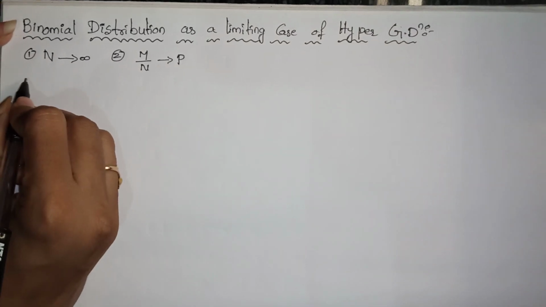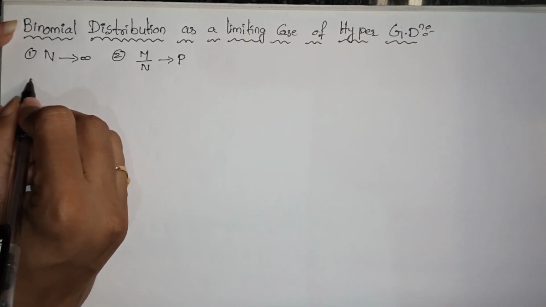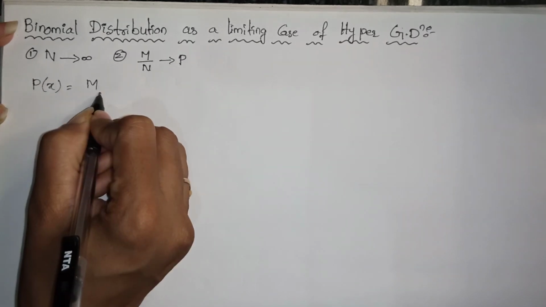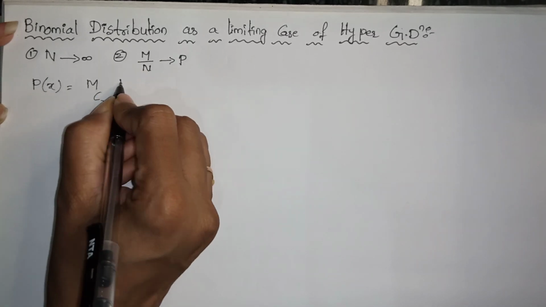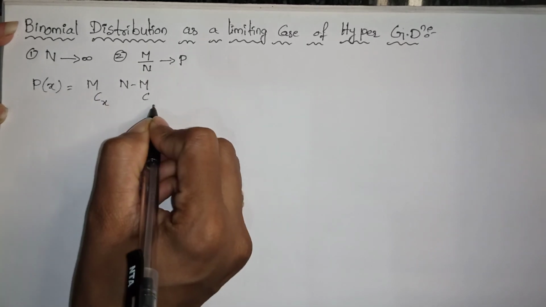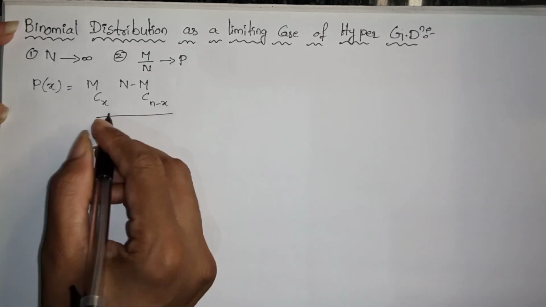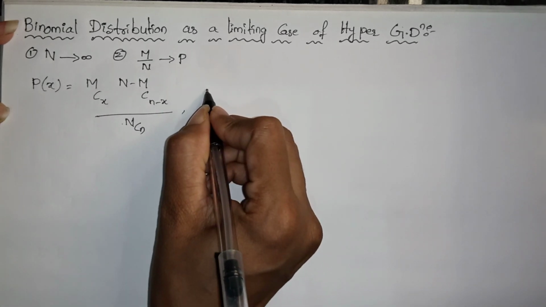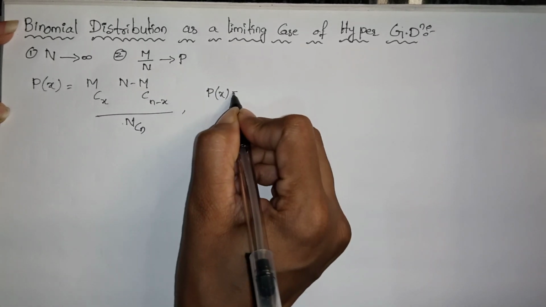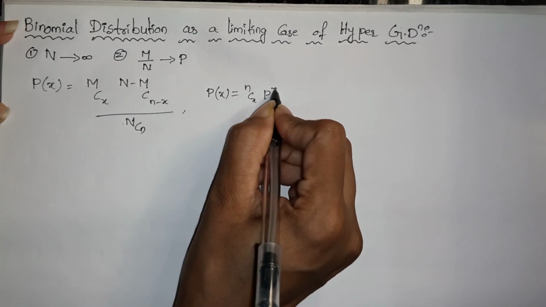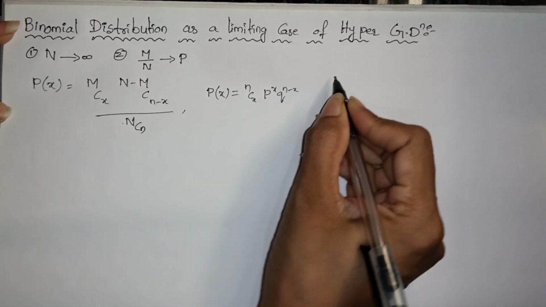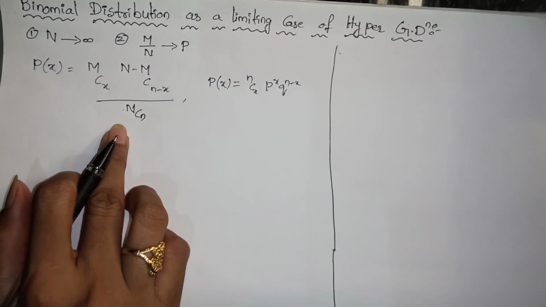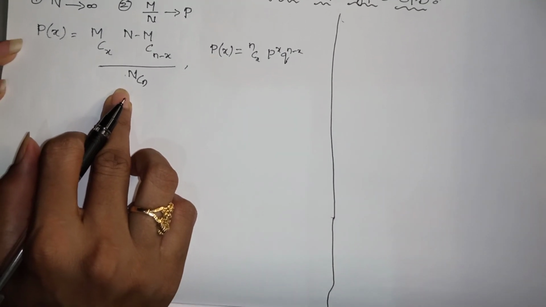First we all know that the hypergeometric distribution formula is P of x equals MCx times N minus M C small n minus x, whole by NCn. And the binomial distribution is P of x equals nCx p power x into q power n minus x. So this is the binomial distribution formula and this is the hypergeometric distribution formula. Now let us see.